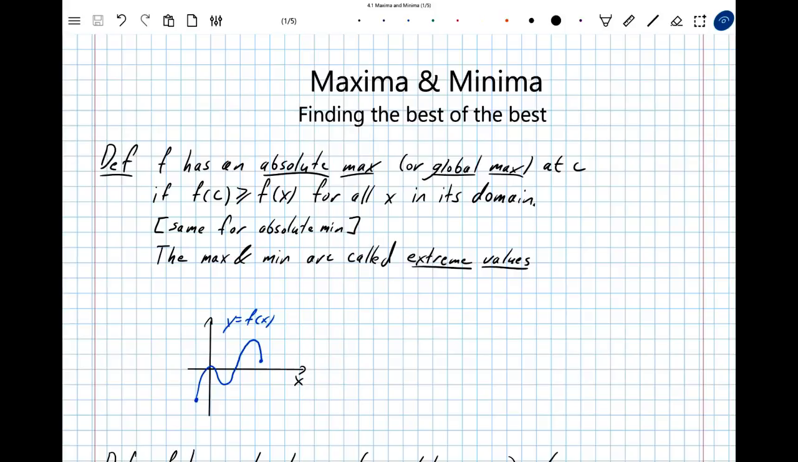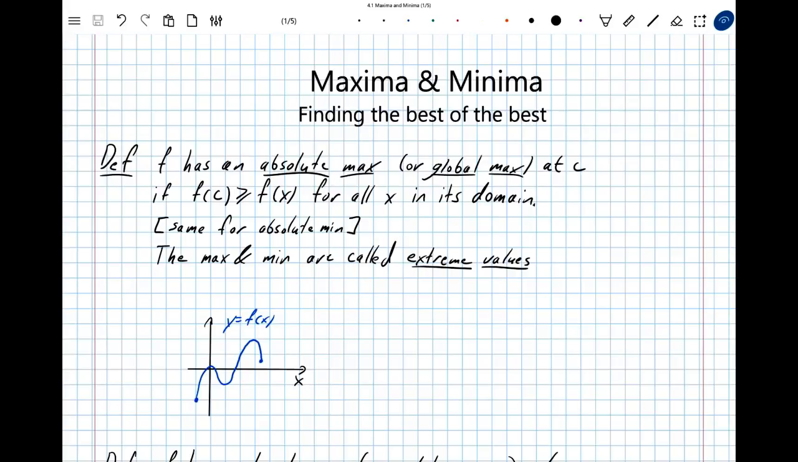So a couple of definitions, more than a couple, and a couple of big theorems in this section that if you understand them, you'll actually understand the methods as well. So let's go ahead and start off with our first big definition. F, which is some function, has an absolute max, also called a global max, at c. So c is some x value, if f of c is bigger or equal to f of x for all x in its domain.